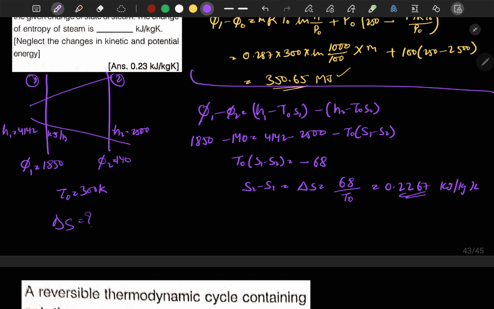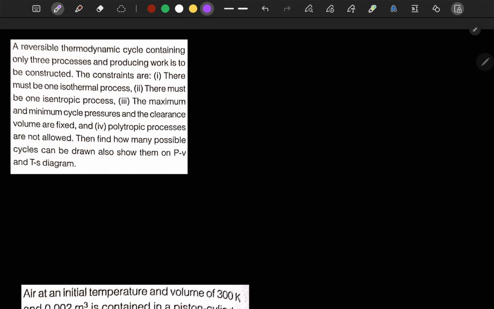Okay, now moving to the next question. In this question it is asked that a reversible thermodynamic cycle containing only three processes and producing work is to be constructed. The constraint is that there must be three processes, and one of them must be isothermal.